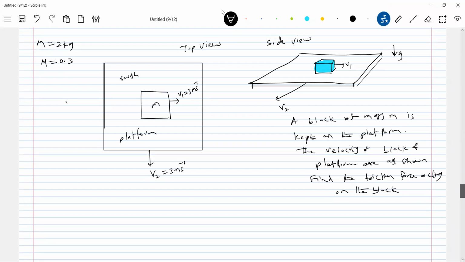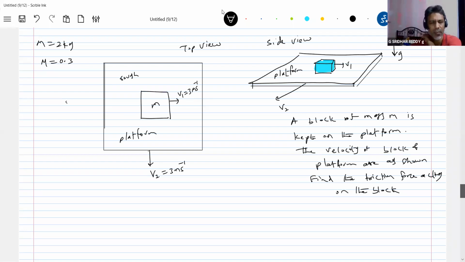Sir, is it in the southwest direction, sir? So it should be opposite to the relative velocity, no? Yes, sir, that is southwest direction. I'll check with the answer. So what is the idea of friction? The friction will always act to oppose relative motion, no?